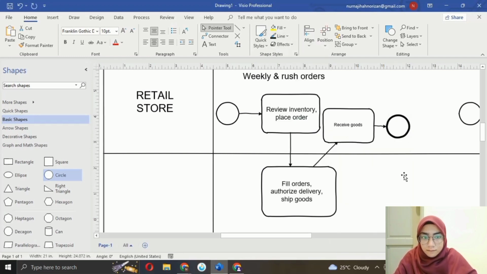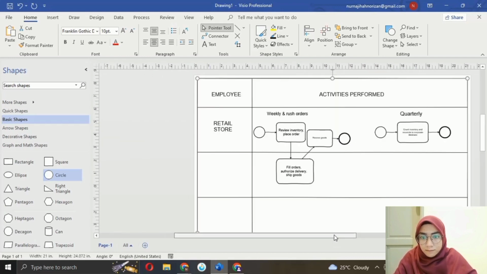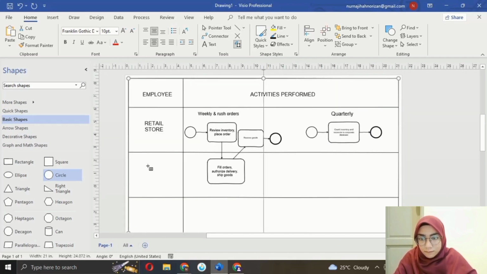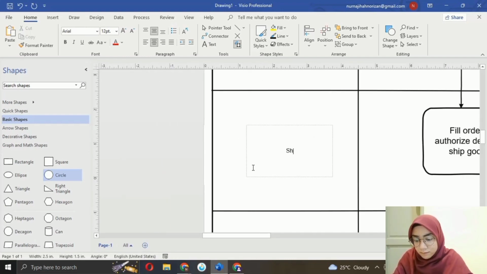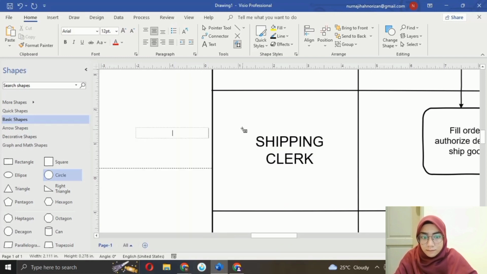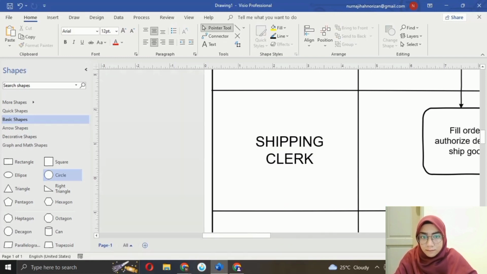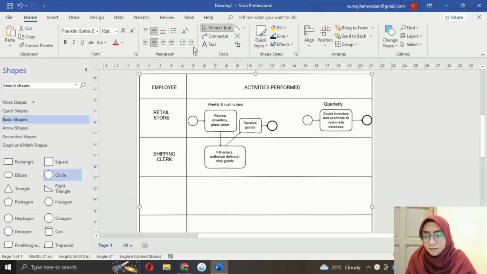The retail store electronically submits a retail store requisition to the central warehouse when they need tires or supplies. The warehouse shipping clerk fills the order from the inventory and authorizes store deliveries. So for the second row, the explanation is shipping clerk. Next, we move to the third row of the process.